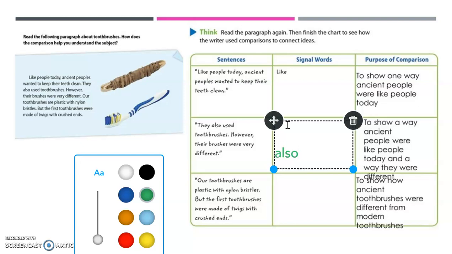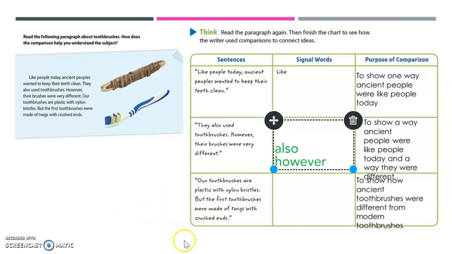Yes, however. Remember, also tells us how things compare, tells us how they are the same. And however is a contrasting word. That tells us how things were different. So let's use that information to write our purpose of the comparison. The purpose is to show a way ancient people were like people today and a way they were different. All right? Get that in that box right there. And then we have one more.